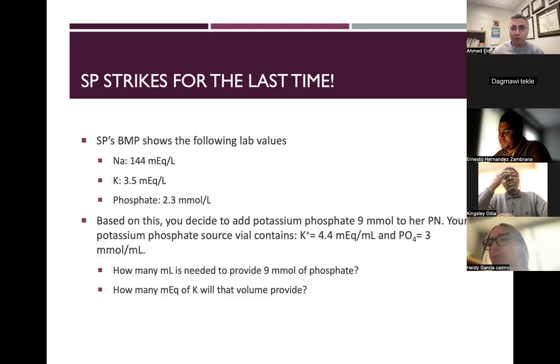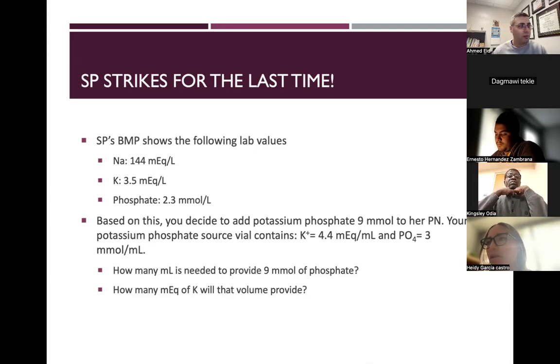Potassium is about 3.5 to 5 or 5.3. So it's normal on the lower end. And phos is about 2.5 to 4.7 or 2.7 to 4.5 or 2.5 to 4.5. You'll see quite often these ranges are slightly different from one piece of literature to another. But the key here is that the phos is low. Sodium is normal on the higher end, and potassium is normal on the lower end.